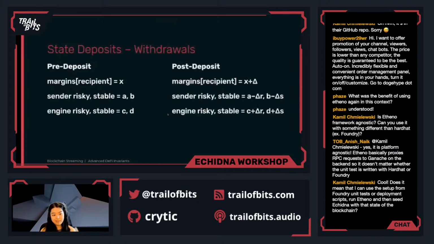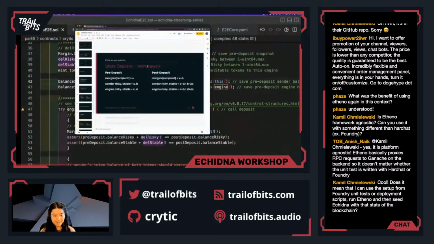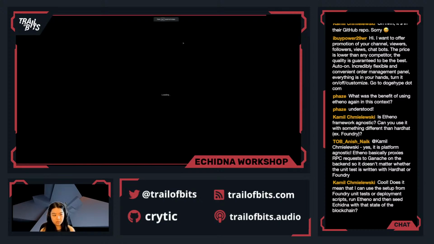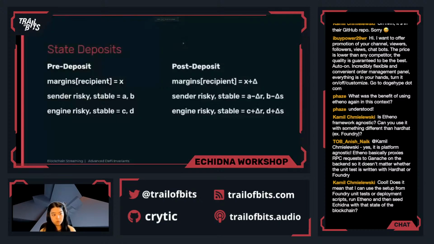So this should help with identifying the expected behavior within this, the state deposits. So when a user puts money into the system, they specify who the recipient is. And that recipient, assuming that they start off with a balance of X, should have an increase in margins.